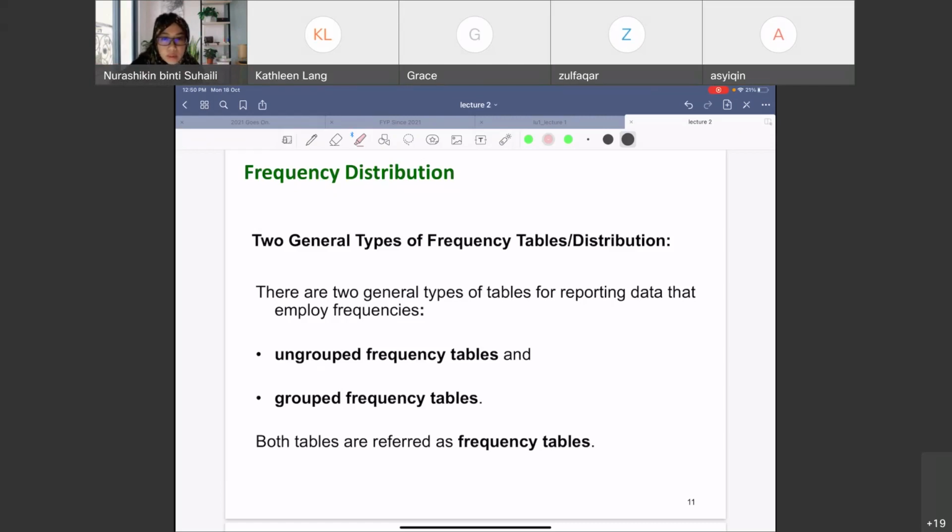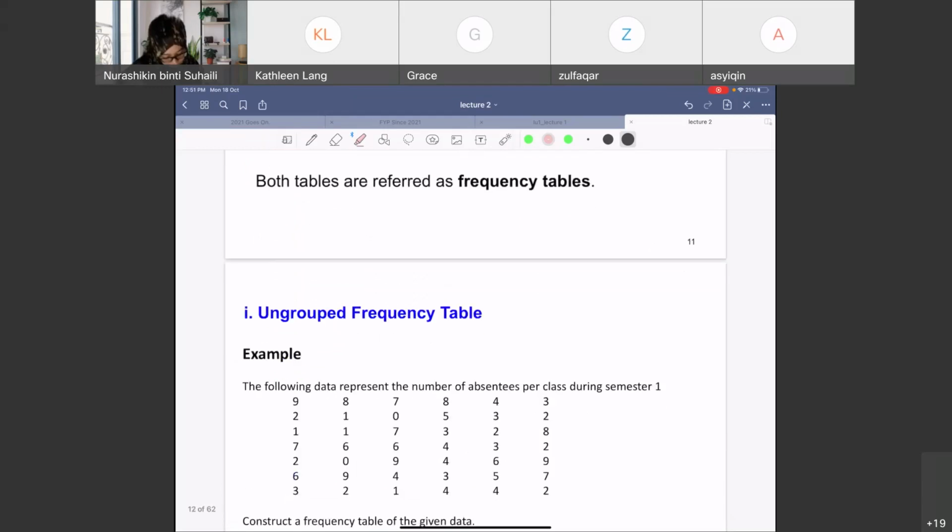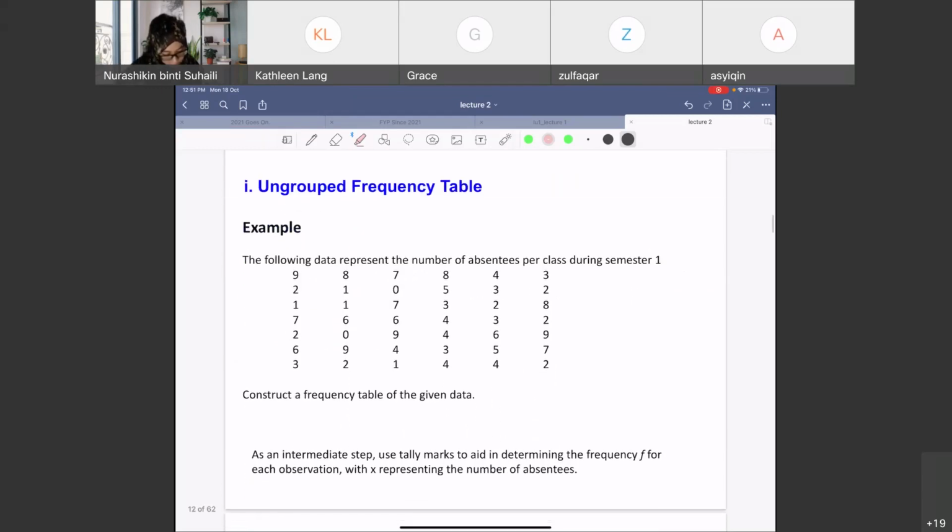When we want to create a frequency distribution, it can be presented in the form of tables or graphs. There are 2 types of ways we can generate the frequency table or distribution. We have what we call the ungrouped frequency table and the grouped frequency table. What does it mean? It depends on these 2 terms, ungrouped and grouped. So what does it mean with the ungrouped frequency table first?